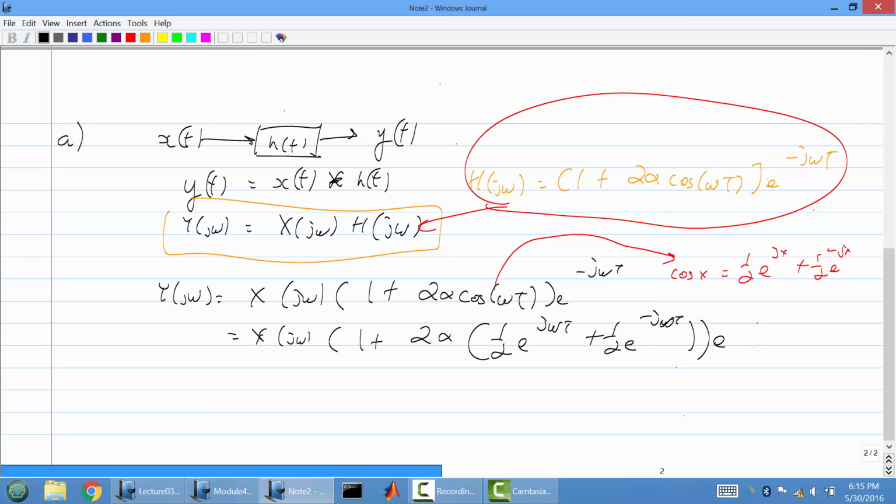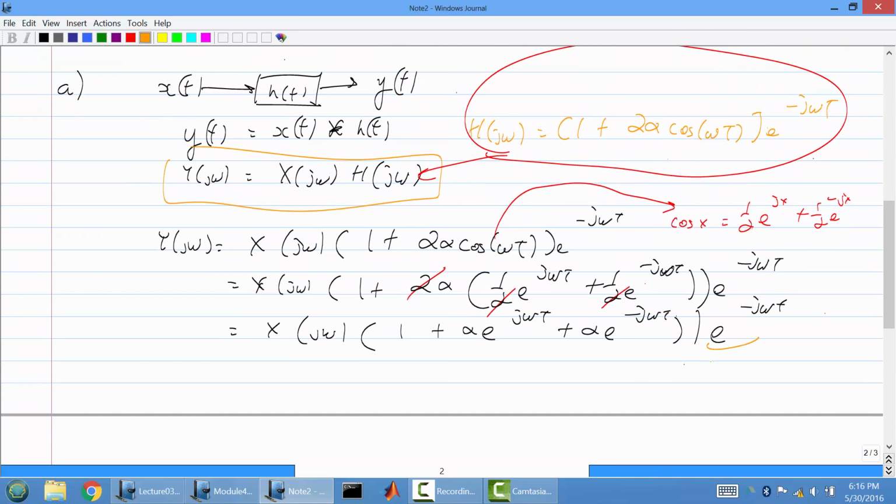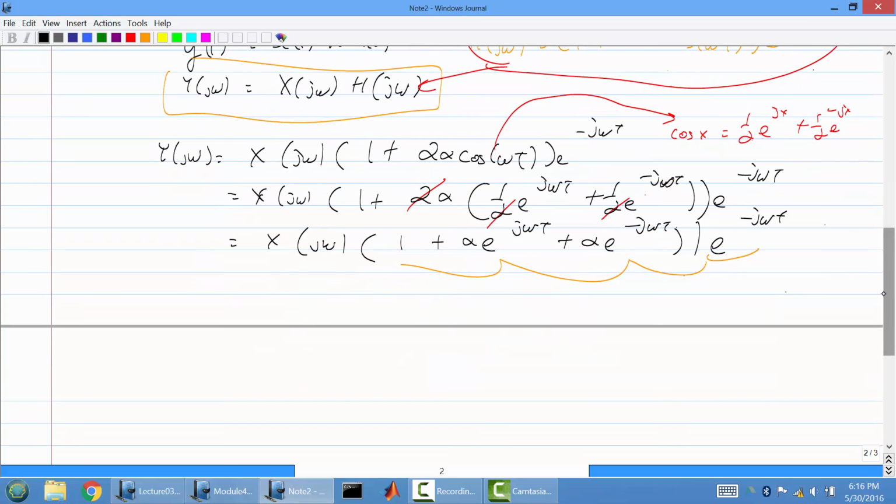So we see here that this factor of 2 cancels out with these. That's nice. And then we can also express this as 1 plus alpha e to the j omega t plus alpha e to the minus j omega t, and then we can multiply this by e to the minus j omega t. Now what we can do next is take this and carry it inside. Remember, when you take two exponentials and multiply them together, it's the same thing as just adding the exponents together.